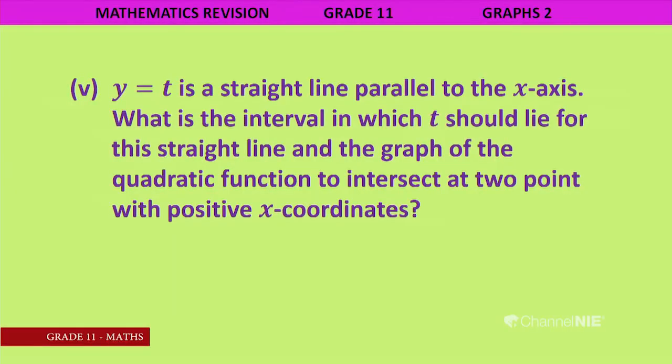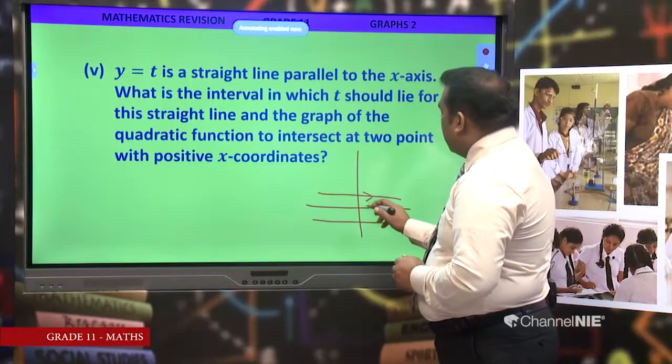Now, part 5. Y equals t is a straight line parallel to the x-axis. There are two types of lines parallel to the x-axis.